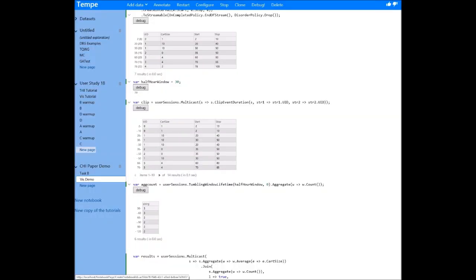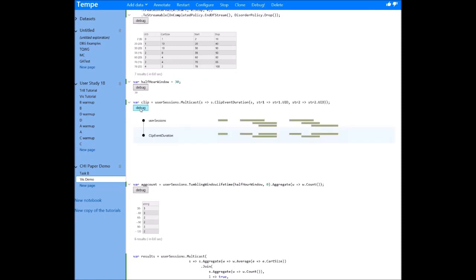We are visualizing the stages of data processing in temporal queries. Let's take a look at this query, which calls clip event duration. It shortens each event to the next event with the same ID. When we click Debug, we see on the left the query graph, on the right the timelines.